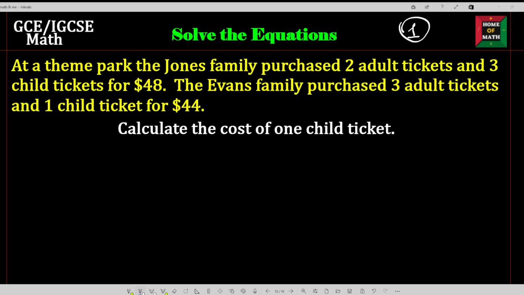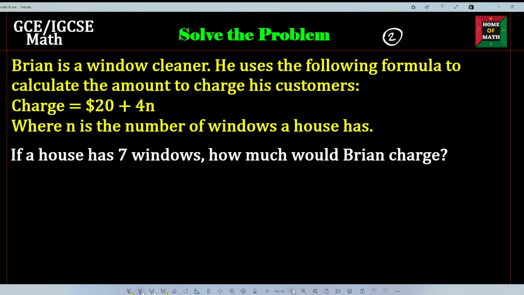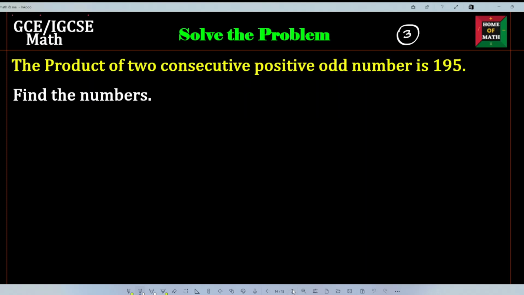Today we are going to solve three different types of maths problems. Like here we calculate the cost of one child ticket. Another one is how much would Brian charge, and the third one is find the number. Let's start.